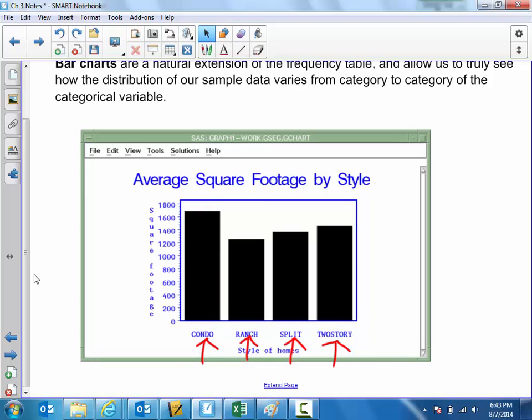So this bar chart is a little bit funky, and it is really tough to find great bar charts to present to you guys in Google Images. But what you can tell here is that it's showing, relative to the count for each of these data values, a tall or a short bar. So clearly here, the condo owners tended to have the biggest square footage in their homes, while the ranch-style homeowners tended to have the least square footage on average.